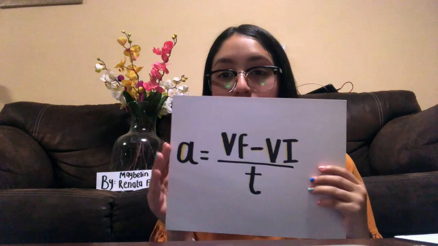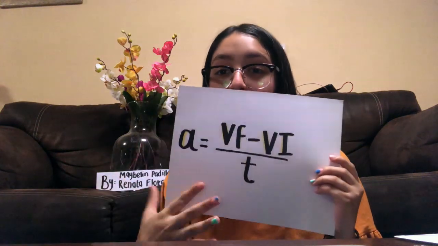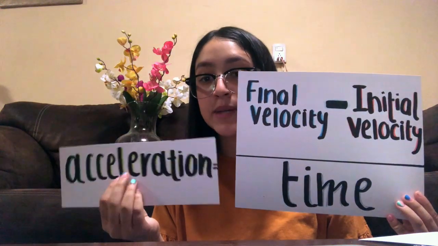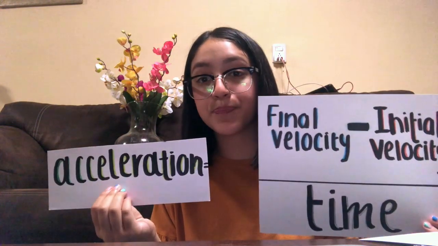Now, let's talk about the formula. This is the acceleration formula, and this means this. Acceleration is equal to final velocity minus initial velocity over time. Acceleration is a measure of how quickly the velocity of an object changes. So, the acceleration is the change in the velocity divided by the time.